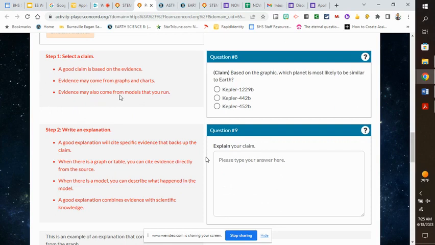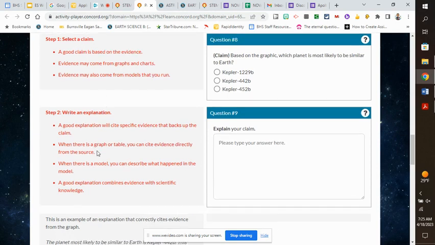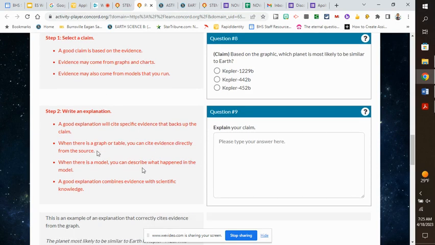Now it says over on the left side, a good claim is based on evidence that can come from graphs or charts and may also come from models. And to write your explanation, you should cite specific evidence that backs up your claim. When there's a graph or table, as in this question, you can cite evidence directly from the source. So explain why you think it is most likely similar to the Earth, and give me the reasons why.